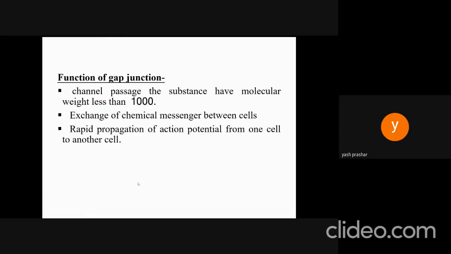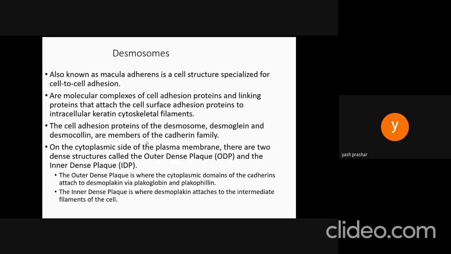The functions of gap junctions are: channel passage of substances having molecular weight less than 1000, exchange of chemical messengers between cells, and rapid propagation of action potential from one cell to another cell. Then, desmosomes. As we discussed in our previous slide also, these desmosomes are button-like points of strong adhesion between adjacent cells in a body tissue, enabling the cells to function as a unit.